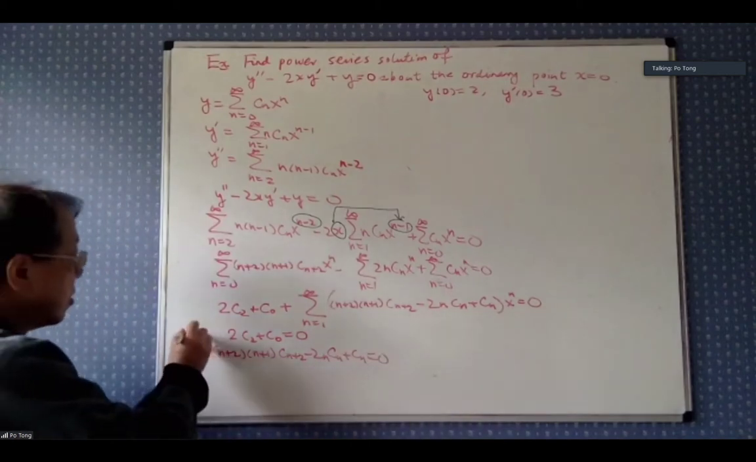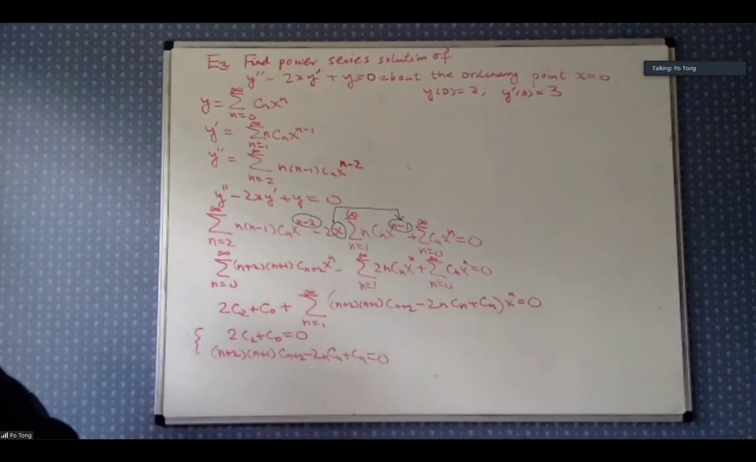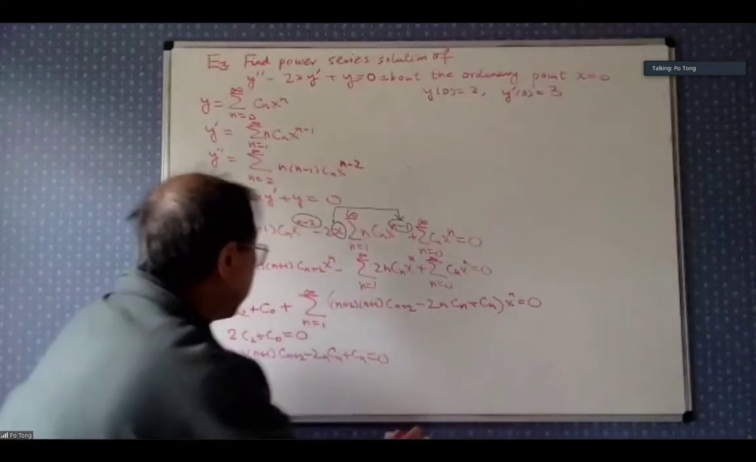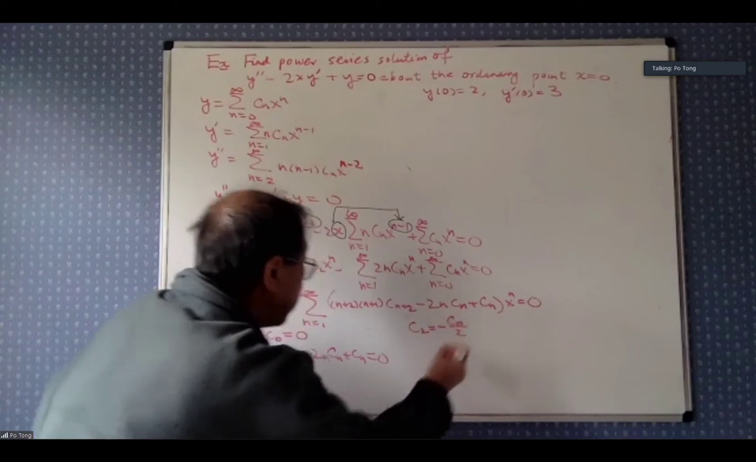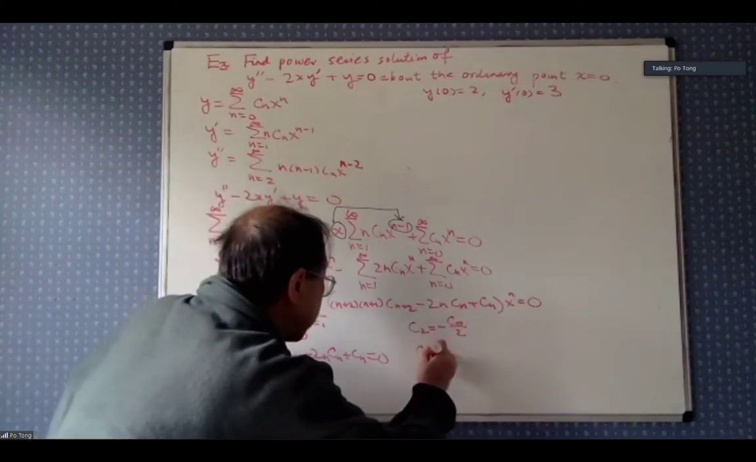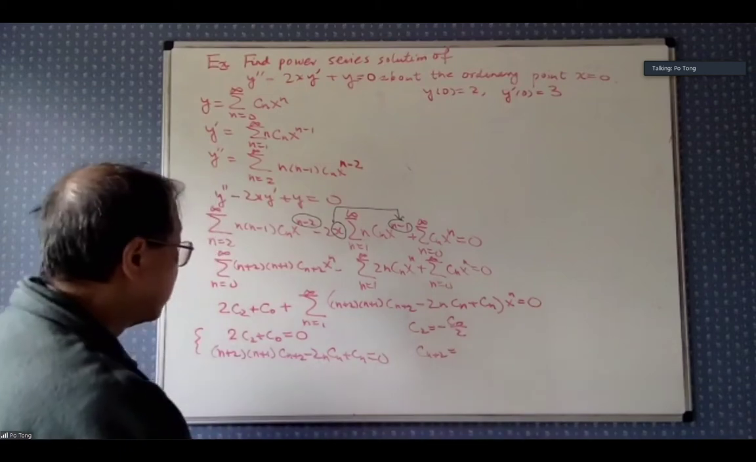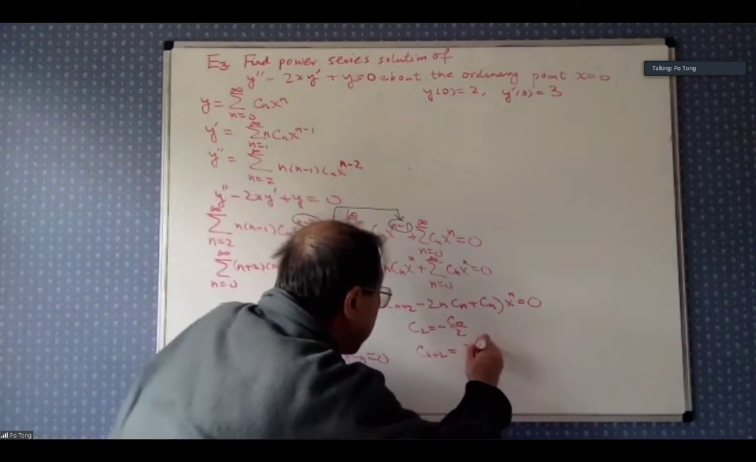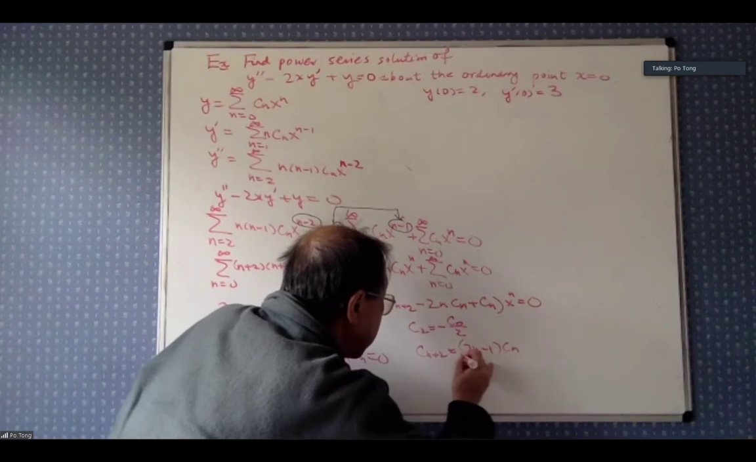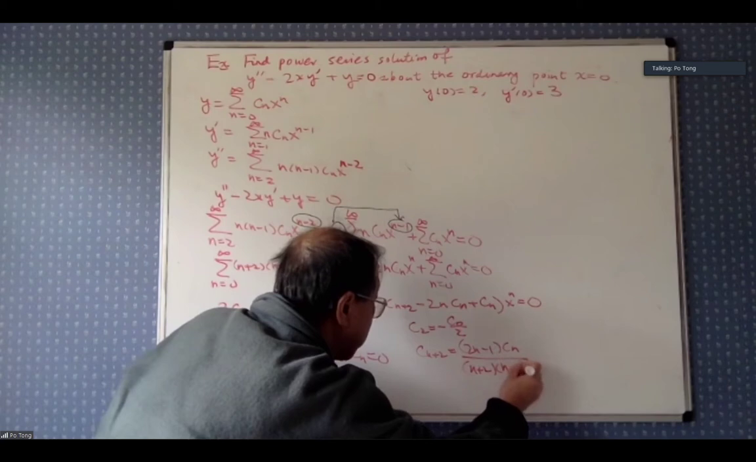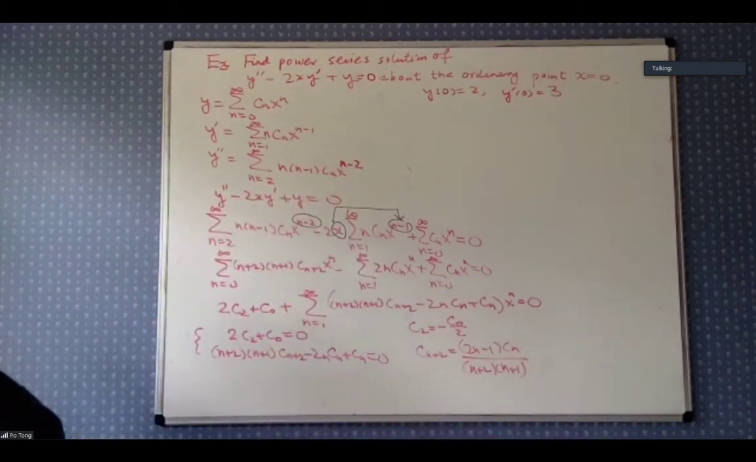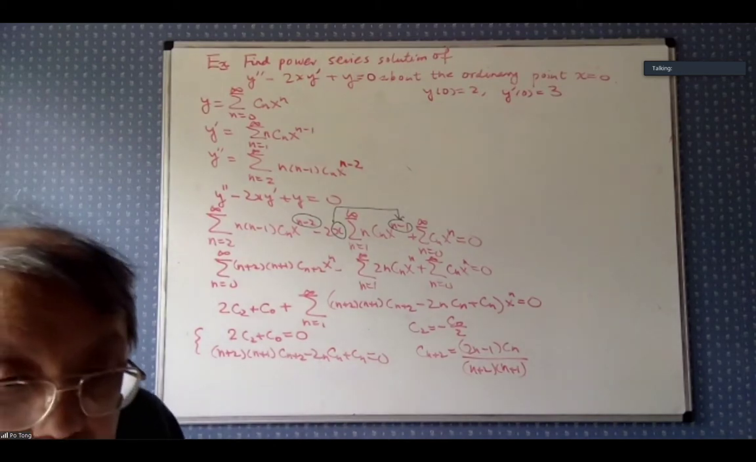From these two equations, I will be able to write down the recurrence relation. C2 is negative C0 over 2. Cn plus 2 is equal to 2n minus 1 Cn divided by n plus 2 times n plus 1. Is it okay? Do you guys have any questions?